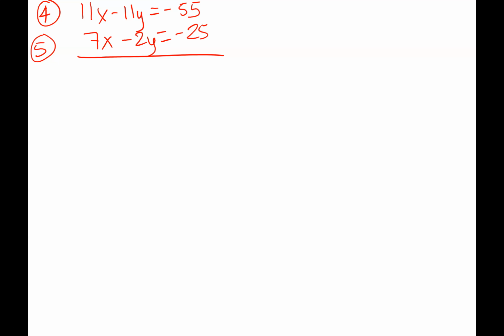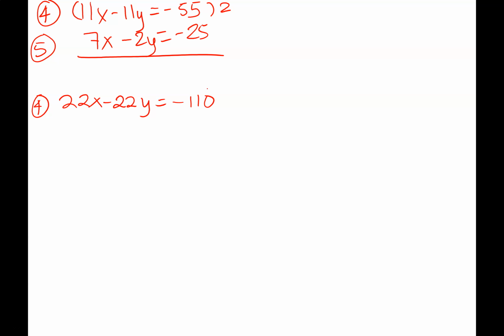All right, you need to determine what you want to get rid of. Do you want to get rid of the x's or the y's? For me, I think the y's would be a little bit easier, not by much, but it would. So I'm going to eliminate the y's. And I want to make this 11 into a 22, and down here, I'm going to make this into a positive 22. So multiplying the top equation by 2, I should end up with 22x minus 22y is equal to a negative 110.